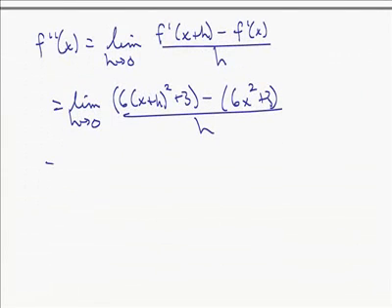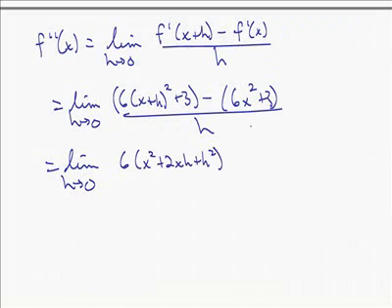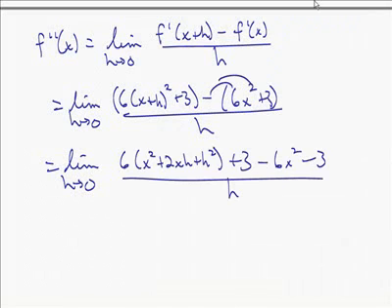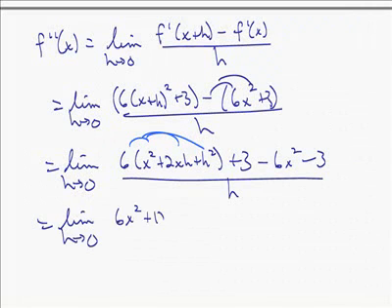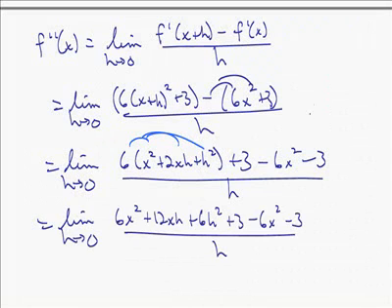All right. So we'll get the limit then as h approaches 0 of, let's see, we're going to have 6 times, if we square out x plus h times x plus h, we get x squared plus 2xh plus h squared. So 6 times that quantity plus 3. Let's go ahead and distribute that negative through there to get minus 6x squared and minus 3. All that over h. Now let's go ahead and distribute the 6 through this quantity here to get the limit as h approaches 0 of 6x squared plus 12xh plus 6h squared plus 3 minus 6x squared minus 3, all divided by h.